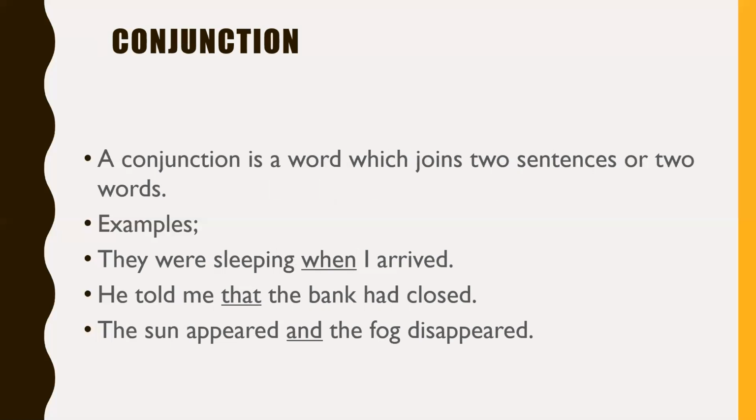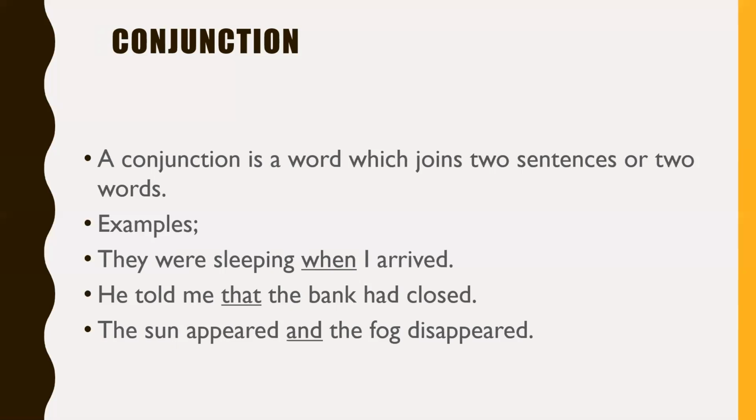Now next is conjunction. Conjunction is a part of speech which joins two sentences or two words. We can say that they are the linking or connecting words between the clauses and between the words. They were sleeping when I arrived. Now, when here is a conjunction joining the first and the second part of the sentence.